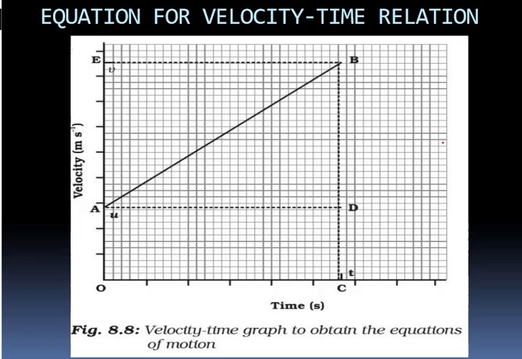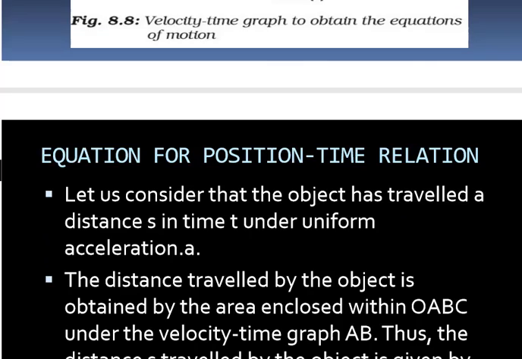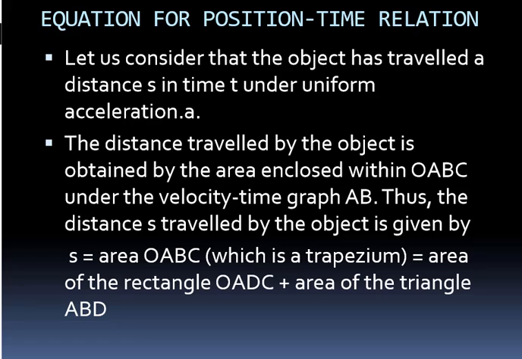So students, in the previous class we covered the velocity time relation, that is v equal to u plus at. In this class we will start the equation for position time relation. So let us consider that the object has traveled a distance s in time t under uniform acceleration a.